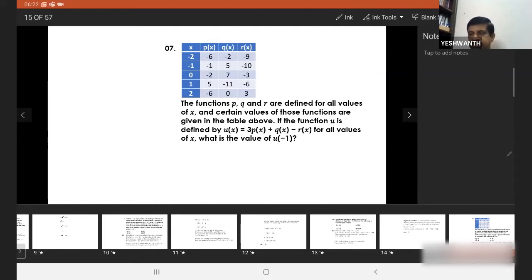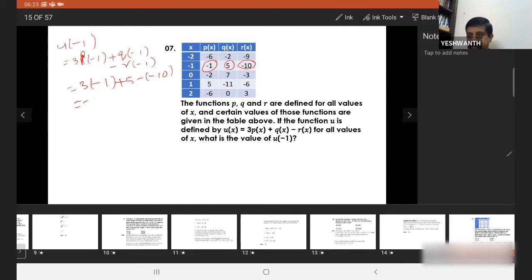So simple, very, very simple. The question is so lengthy, but the solution is very simple. You see u of minus 1. u of minus 1 is 3 times p of minus 1 plus q of minus 1 minus r of minus 1. What is p of minus 1? If you look at this table, p of minus 1 is minus 1, plus q of minus 1 is 5, minus r of minus 1 is minus 10.